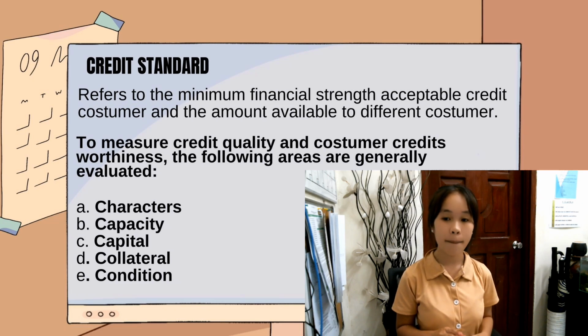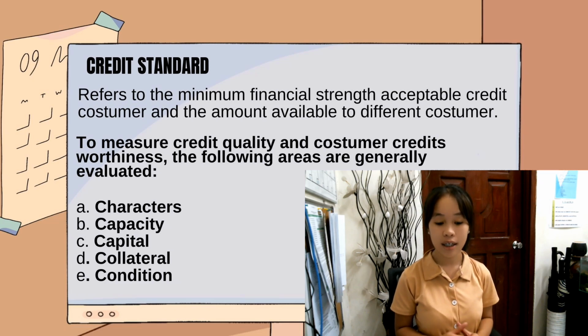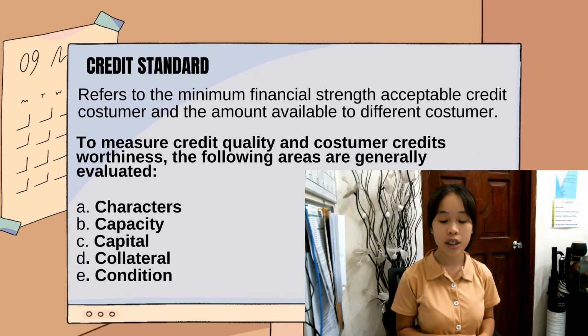And second is capacity. Capacity is the judgment of the consumer's ability to pay. It is determined in part by the customer's past record and business methods. It may be supplemented by a physical observation of their plants or stores. A credit analyst will obtain judgmental information on this factor from a variety of sources.